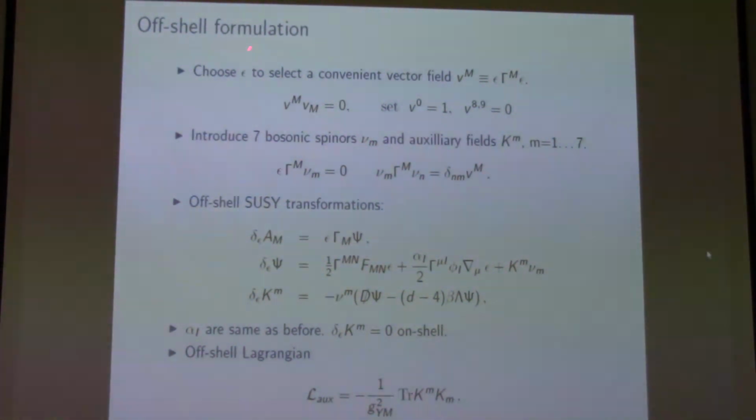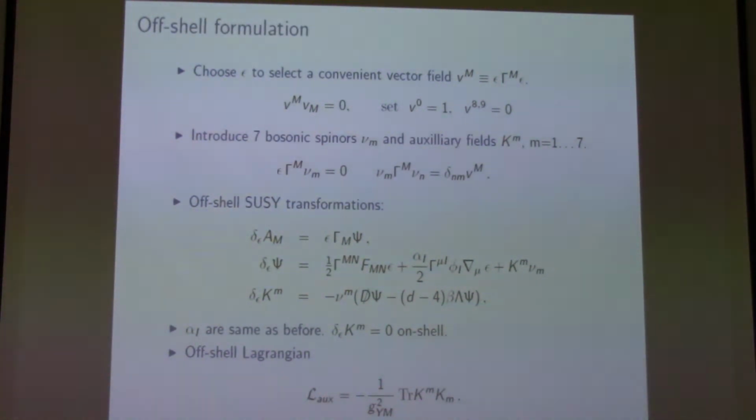This is a particular epsilon, one of those 16. These nu_m are chosen such that they satisfy an orthonormality condition with themselves and with the epsilon. If I sandwich a gamma^M between an epsilon and the nu_m, it is equal to 0 for all 10 components of M. And if I sandwich a gamma^M between nu_m and nu_n, if m is not equal to n, I get 0. And if m is equal to n, I get the same thing as I would for epsilon.